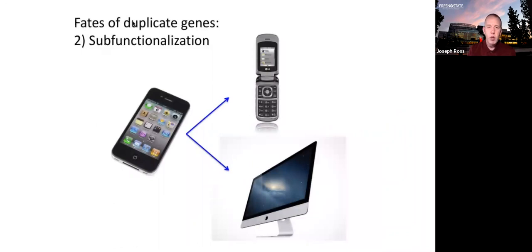Subfunctionalization would be something like taking a smartphone. It has two different roles. It's both a telephone and it's also a computer at the same time. So if you get duplicate genes, one of those genes could lose its ability to be the computer by mutation, but it still allows the organism to make phone calls. So it still allows the telephone function of the original gene or protein to work.